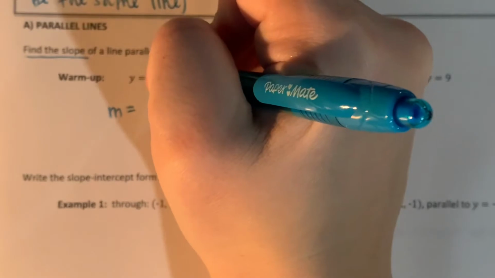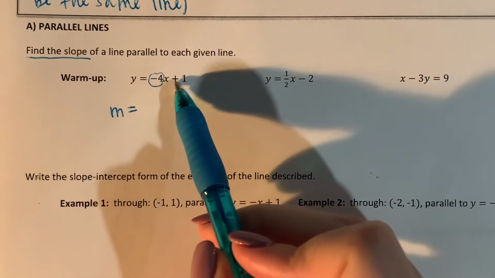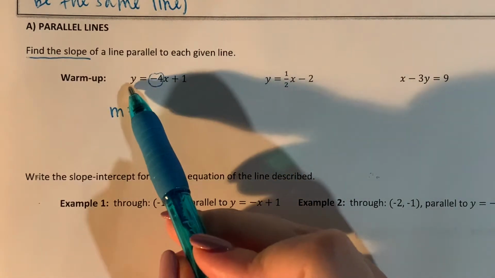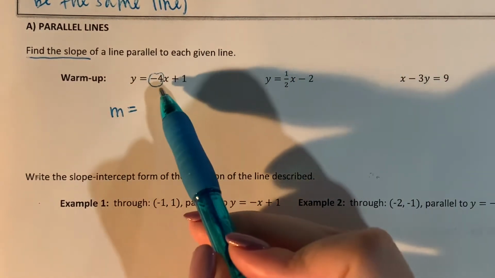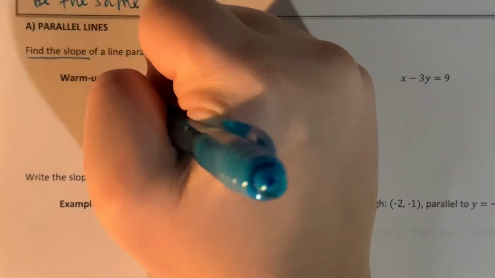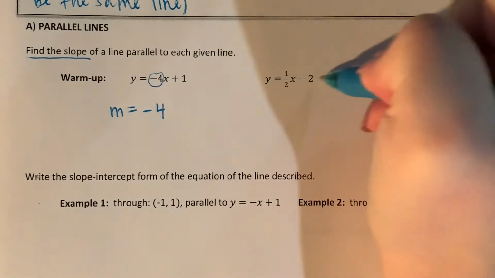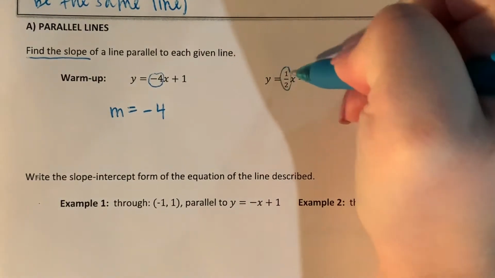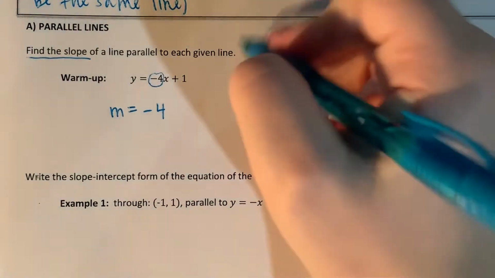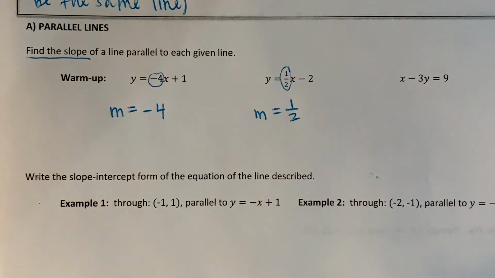So remember, your slope is always the number that you have in front of x. This is in the form y equals mx plus b. So as long as it's in slope-intercept form, my slope is the number in front of x. So my slope is -4. My second warm-up, it's already in slope-intercept form. So again, my slope is the number we see in front of x. So my slope is 1/2.